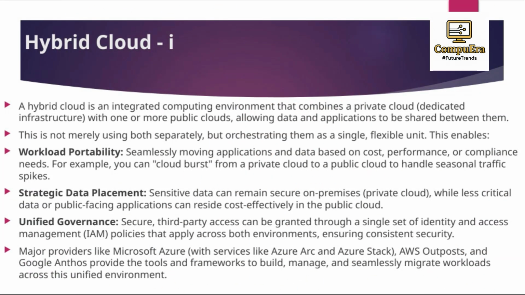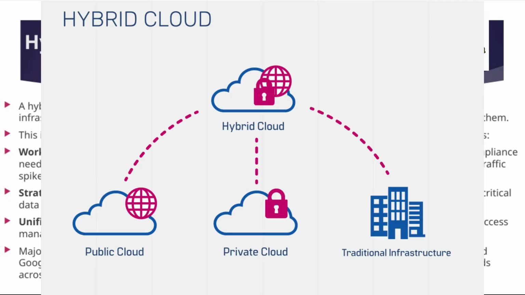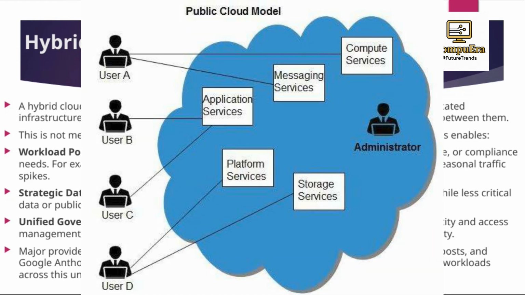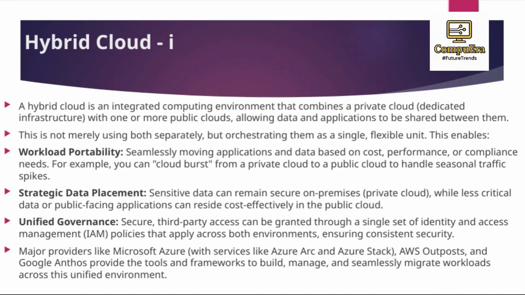A hybrid cloud is an integrated computing environment that combines a private cloud, which is dedicated infrastructure, with one or more public clouds. This setup allows data and applications to be shared seamlessly between them. But it's important to understand that this isn't just about using both environments separately. Instead, it's about orchestrating them as a single, flexible unit. This integration provides several key benefits.